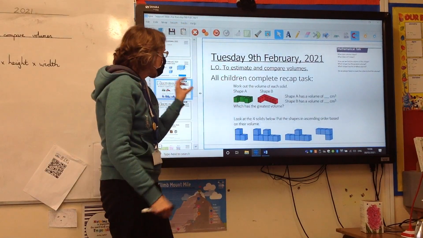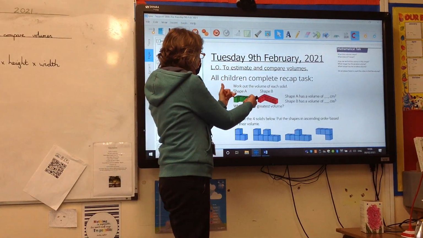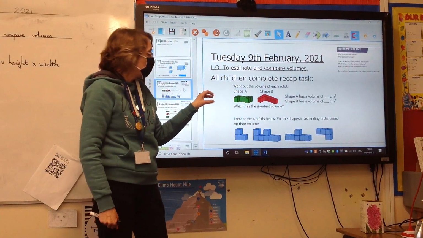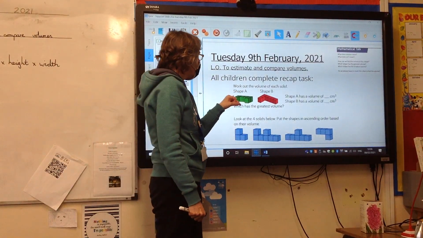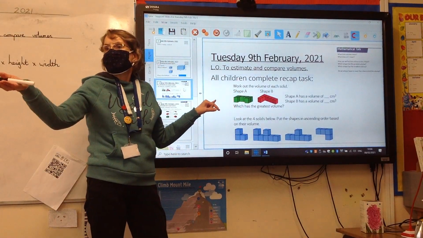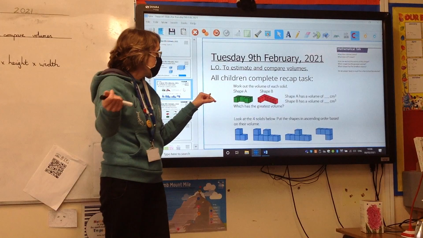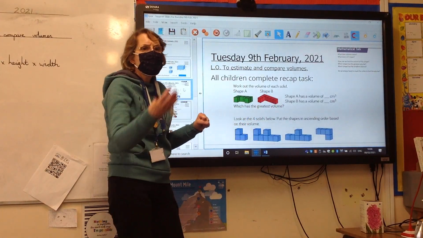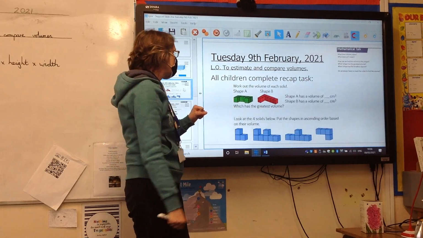The formula doesn't really work because you've got little bits sort of tagged on the end. It would be trickier to actually use the formula. So for this one, just count the cubes. What is the volume of shape A? 6 centimetres cubed. Good. What's the volume of shape B? 7 centimetres cubed.